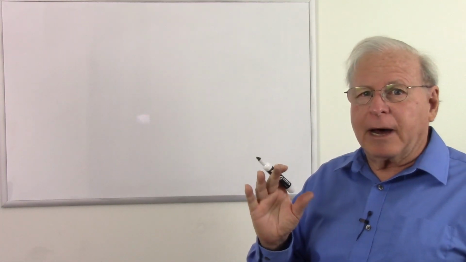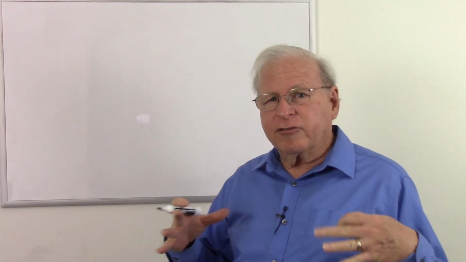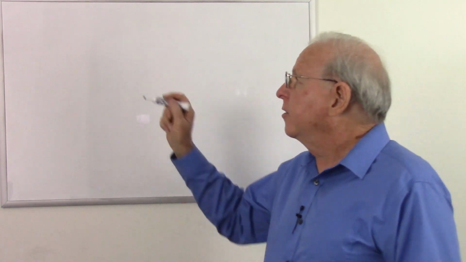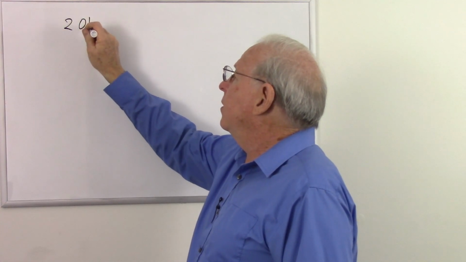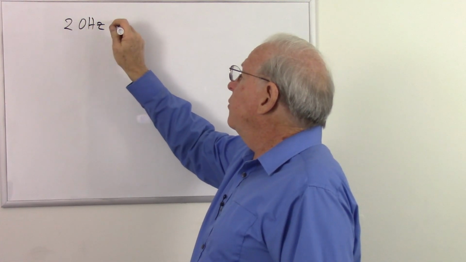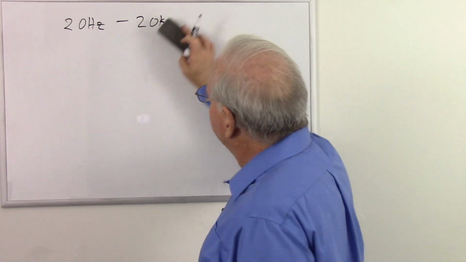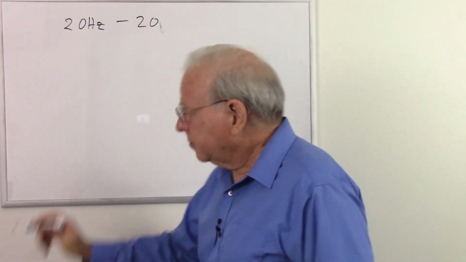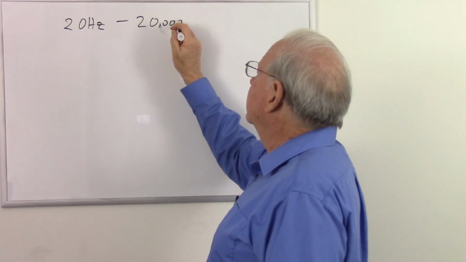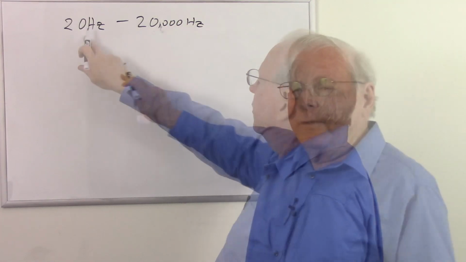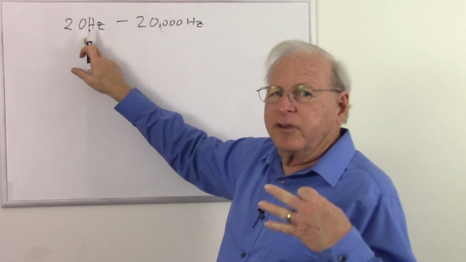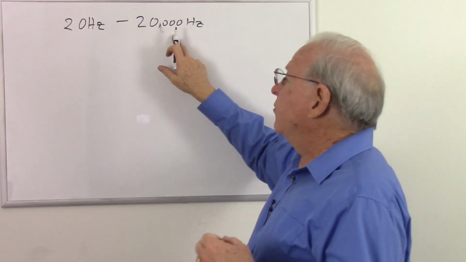Let's say we want to talk about a frequency range. Let's just look at the frequency range that we can hear, which is about 20 hertz to about 20 kilohertz. I'm going to do that with zeros, just because I can. So we can hear sounds at frequencies as low as 20 hertz and as high as 20 kilohertz.